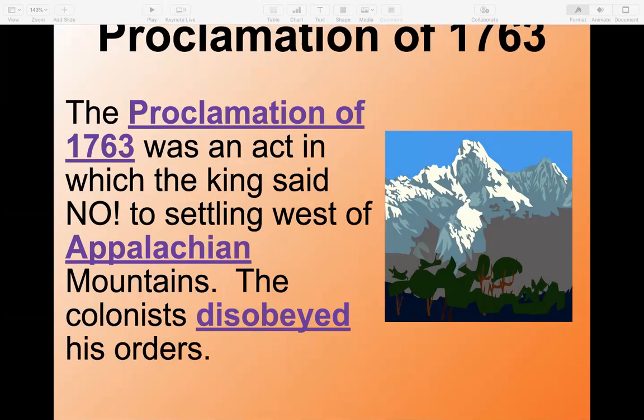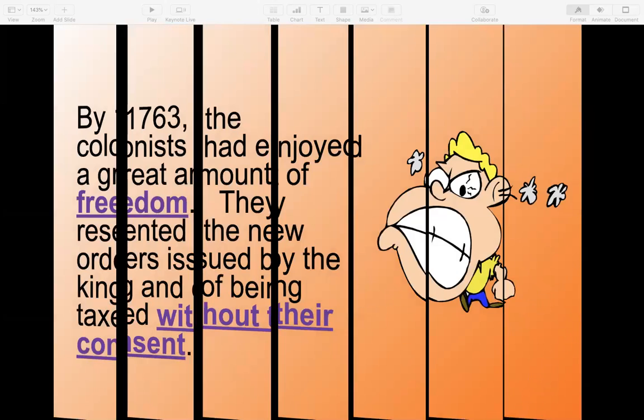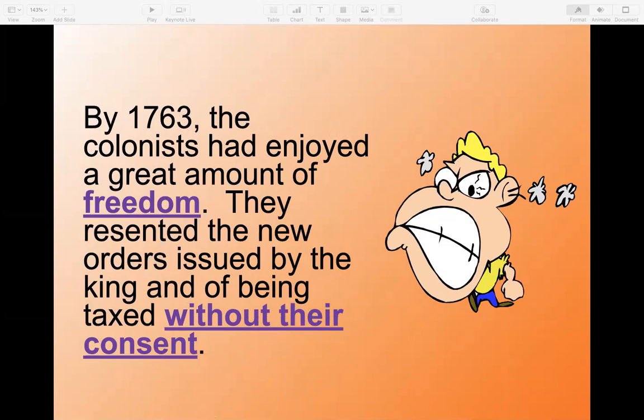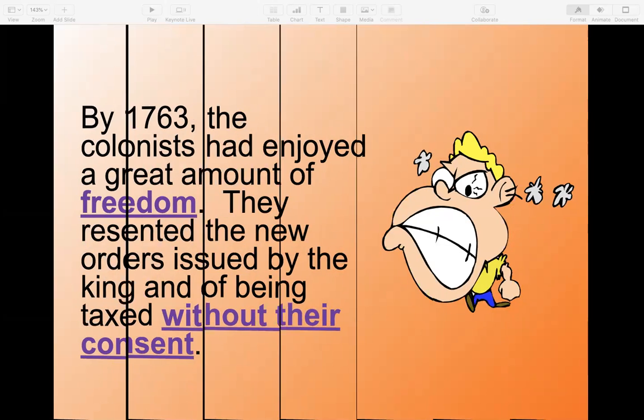Proclamation of 1763. The Proclamation of 1763 was an act in which the king said, "No settling west of the Appalachian Mountains." The colonists disobeyed his orders. By 1763, the colonists had enjoyed a great amount of freedom. They resented the new orders issued by the king and being taxed without their consent.